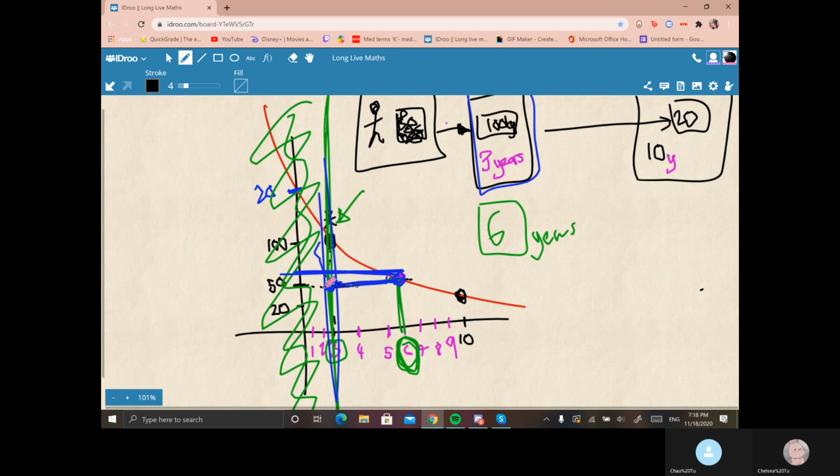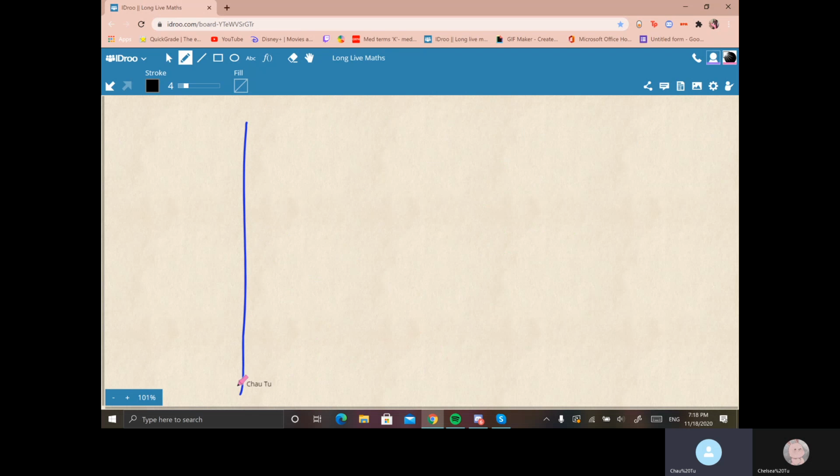Do you get it, Chelsea? Yay or nay? I do. Okay, let me give you a different scenario. At time equals 0, the mass is 100. Okay.